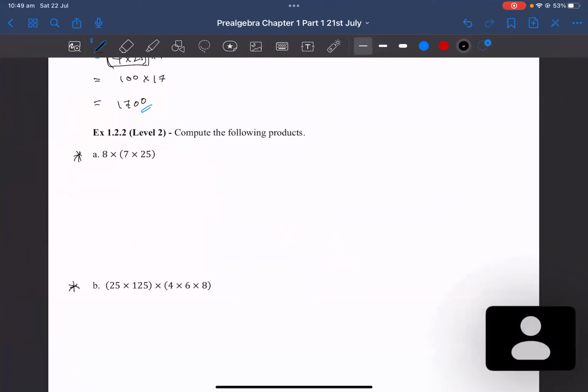Oh, good. I could do 8 times 25. That's 200. Then you multiply by 7. It's pretty easy to do that, right? 200 times 7 is just 2 times 7, then the zeros. So Ryan, what's your answer to part A?